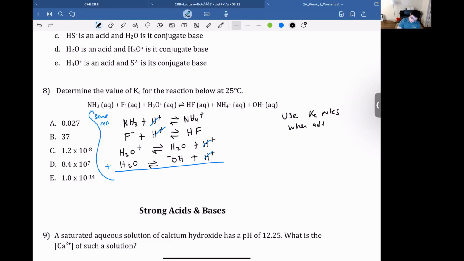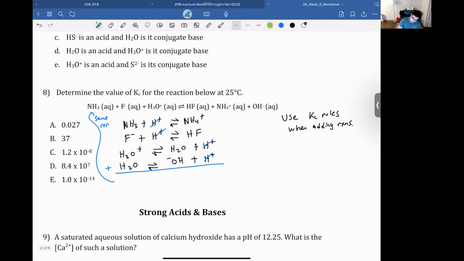When adding reactions, you have to have these values pretty much. Now, I think on your sheet, you're usually given the Kas.